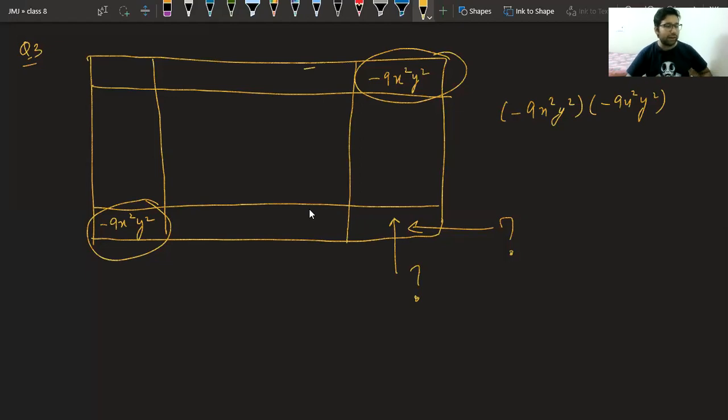Shreya, now you gave the correct answer for the numbers. Still you are saying x cube, y cube. Why? Why x cube, y cube, beta? Just go to the basics. Simple thing I have told you. You have to multiply the like terms. Minus 9 into minus 9. They are like terms. X square into x square. They are like terms. Y square into y square. They are like terms. So why are you making a mistake?